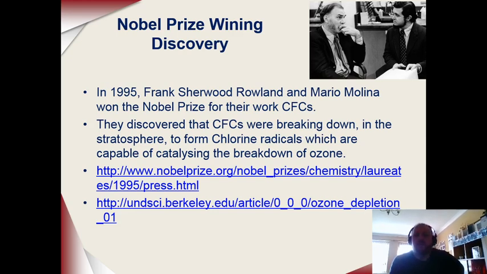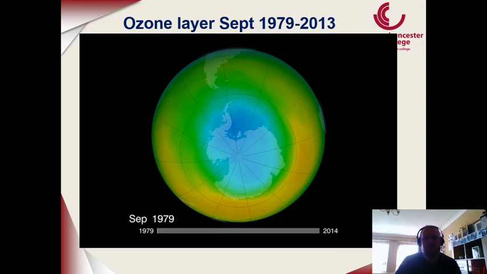Frank Sherwood Rowland and Mario Molina won the Nobel Prize for discovering that CFCs were breaking down in the stratosphere. It's quite interesting. Have a quick read of these links. You can get them on the PowerPoint, or just put Nobel Prize 1995 and you will see them. It is really interesting to read the story, because actually they ignored the data on this for quite a while because they thought it was a mistake. It's well beyond the scope of what we're talking about today.